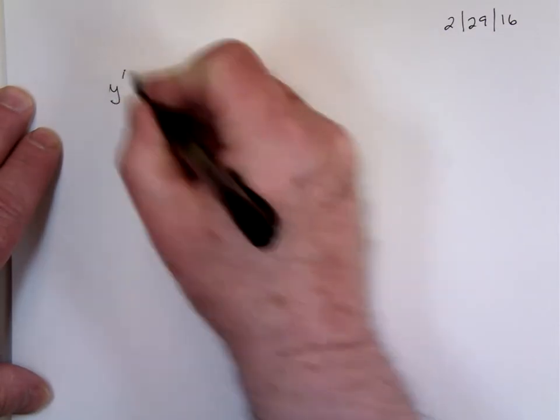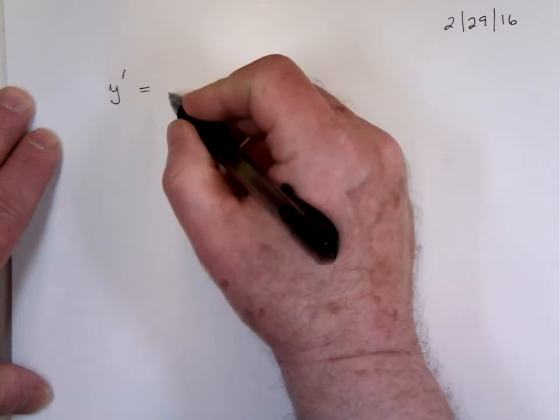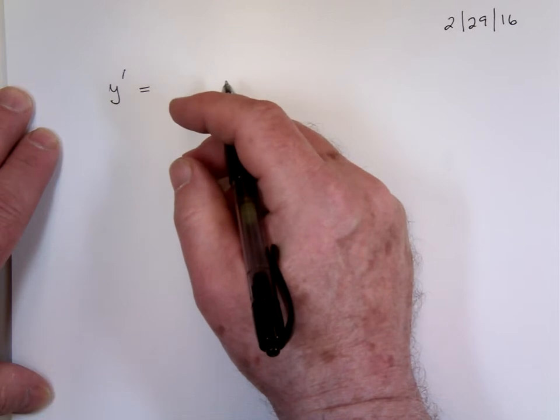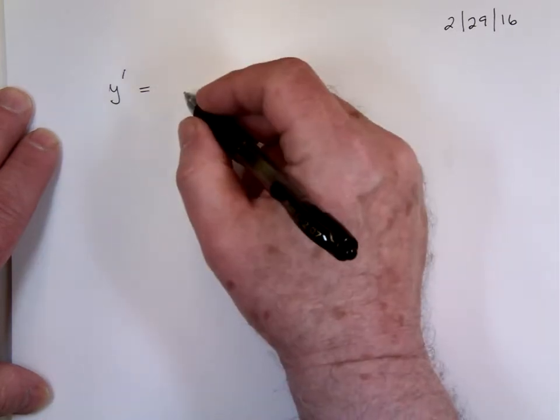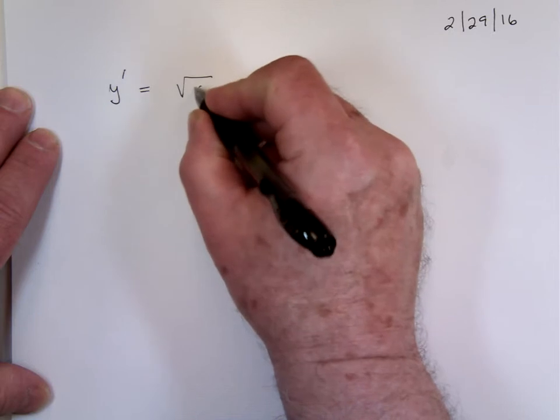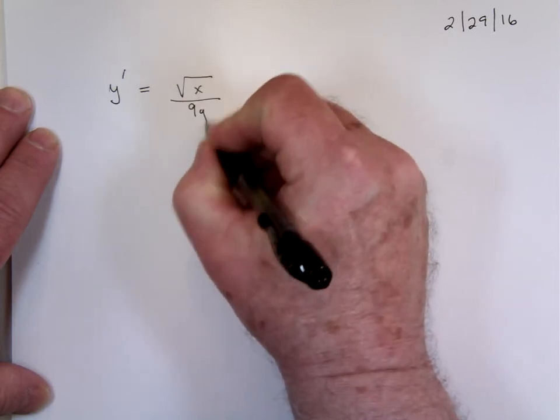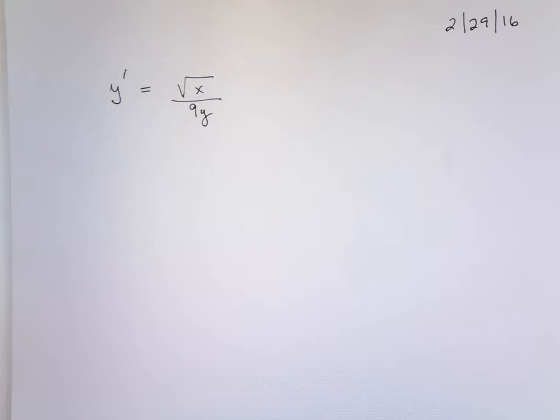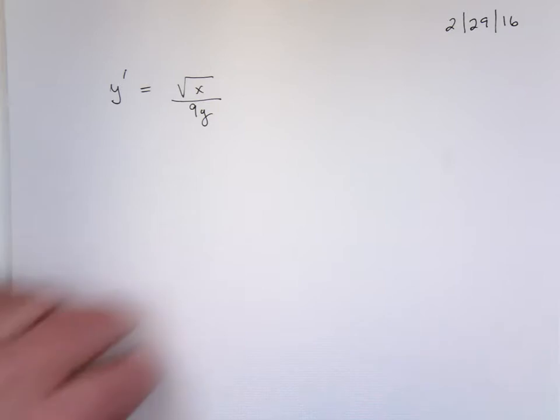Go ahead, Louis. Is y prime equal to the derivative of y, right? Okay. So it's equal to the square root of x over 9y. Okay, this is a little differential equation to solve for y. Where is this from? Section 6.2, the differential equations with population growth and radioactive decay problems, okay.